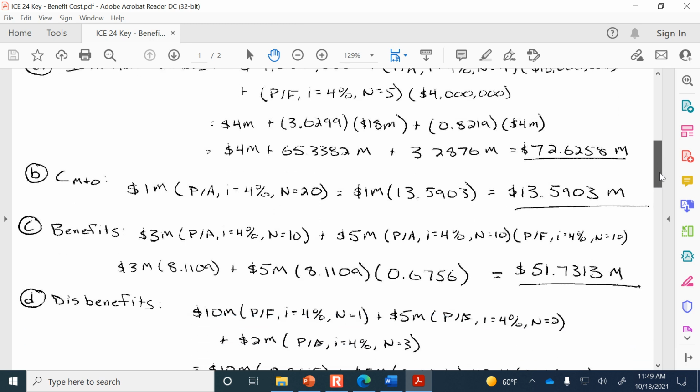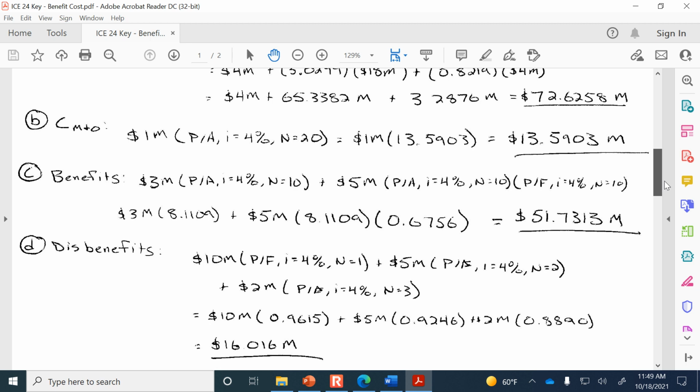And finally, the disbenefits are a little bit tricky because we've got the 10 million at year 1 that has to be taken to the present, the 5 million at year 2 that we're just going to do a P/F, and then doing the P/F for the $2 million that's at year 3. So if we take all of those disbenefits to the present, there's 16.016 million.